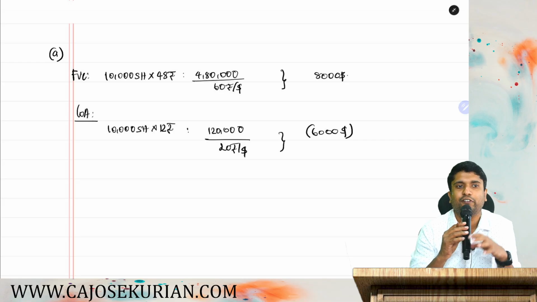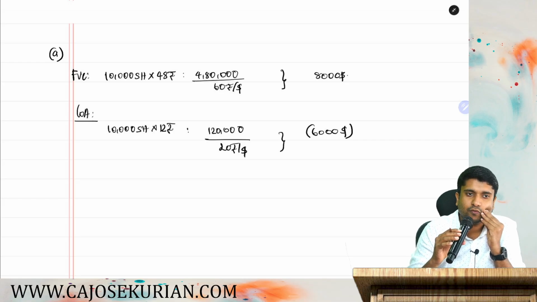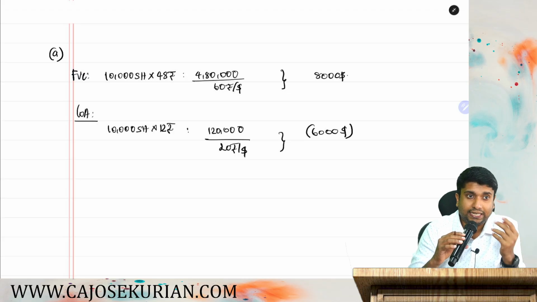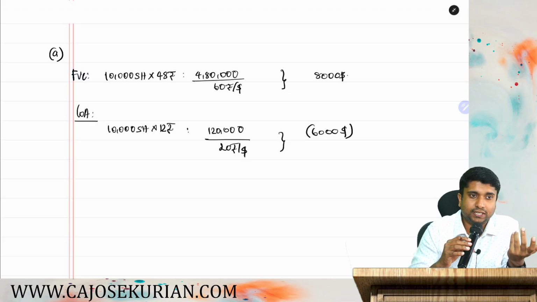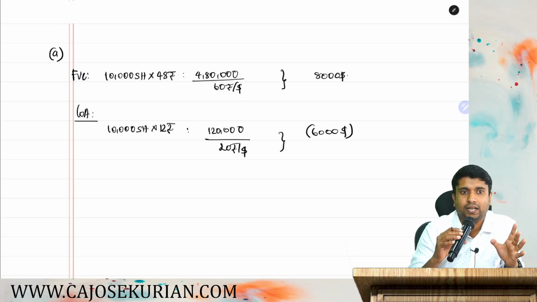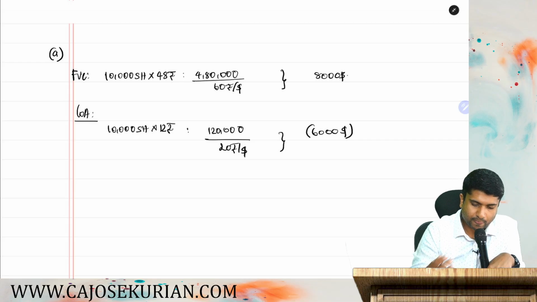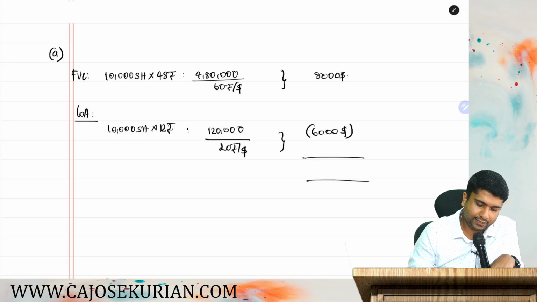Can you claim the benefit of indexation? No, because when you are computing income in accordance with the procedure that is mentioned under first proviso to section 48, you are not supposed to claim the benefit of indexation. So tell me, how much is the gain? $2,000. It is basically LTCG, long term capital gain.